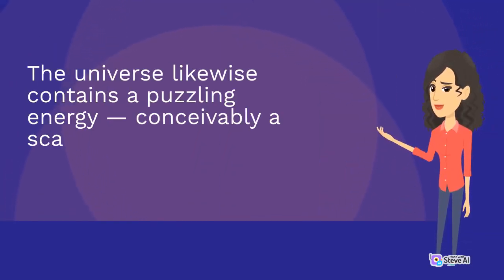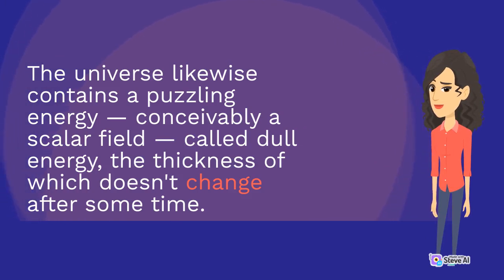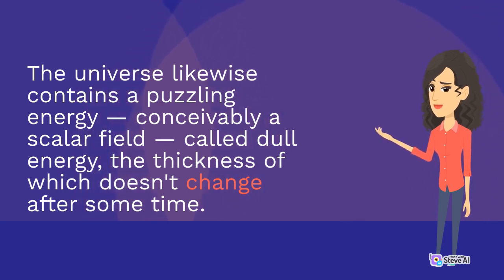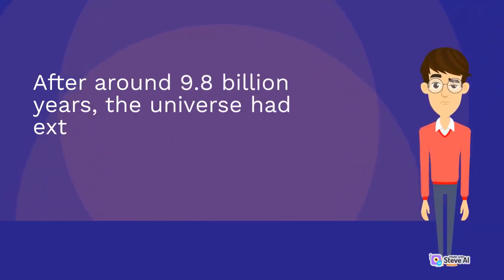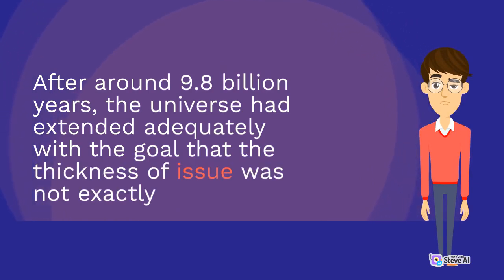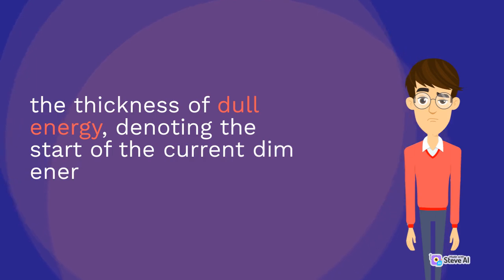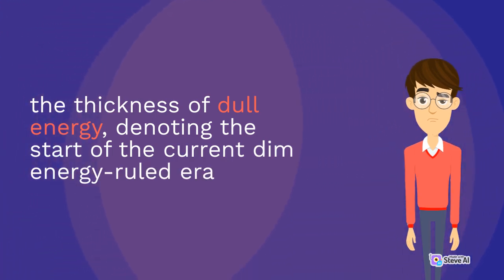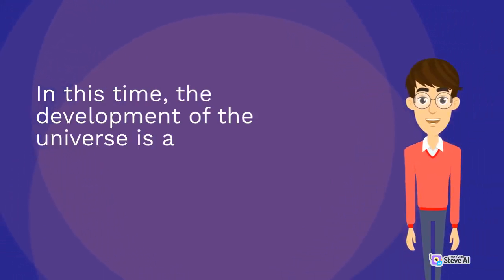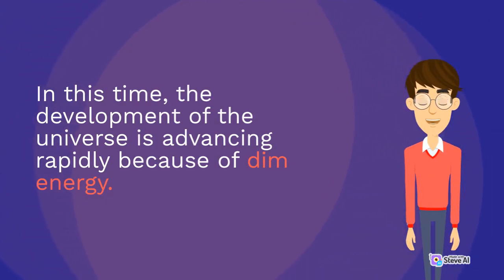The universe also contains a mysterious energy, possibly a scalar field, called dark energy, the density of which does not change over time. After around 9.8 billion years, the universe had expanded sufficiently so that the density of matter was less than the density of dark energy, marking the beginning of the current dark-energy-dominated era. In this era, the expansion of the universe is accelerating due to dark energy.